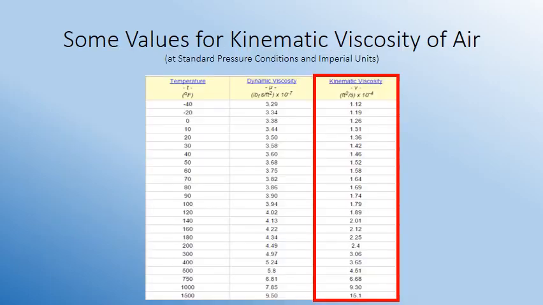The viscosity of the fluid varies depending on pressure and temperature factors, such as the mass density. Here are some values for the kinematic viscosity of the air. Notice that the viscosity of air gets significantly higher as it approaches high temperatures.